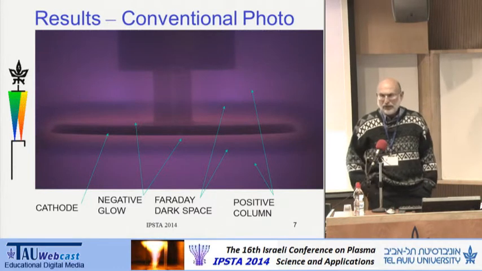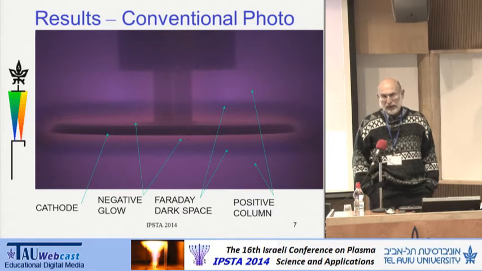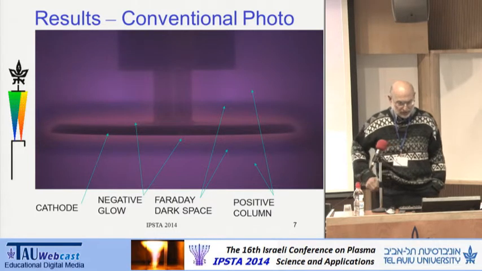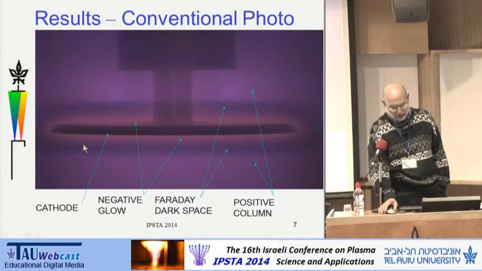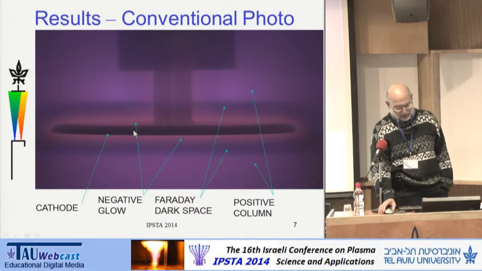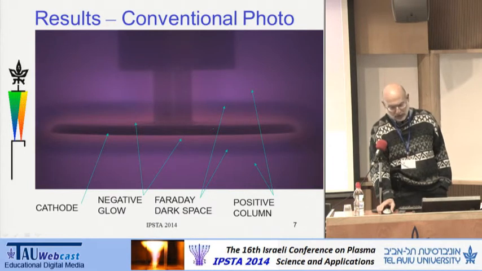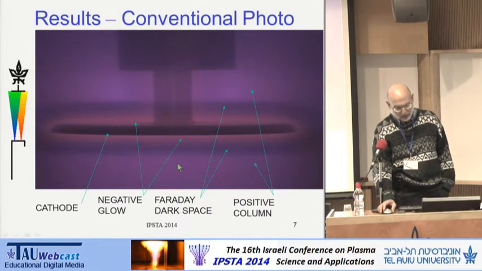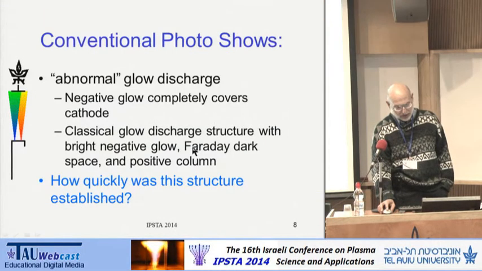Now, when we photographed a discharge using a conventional camera, which is basically integrating over many pulses and over the duration of the pulse, this is what we see. We see the very typical structure of the glow discharge. This is the cathode, and surrounding the cathode is the negative glow, which is the brightest part of the discharge. And then after that is the Faraday dark space, and then further away is the positive column. The question that arose, of course, is how quickly does this structure establish itself?